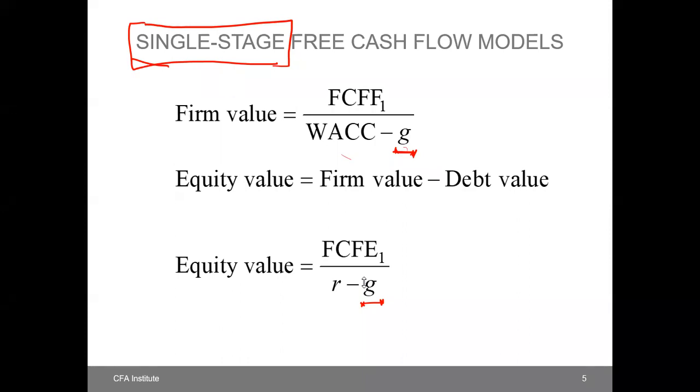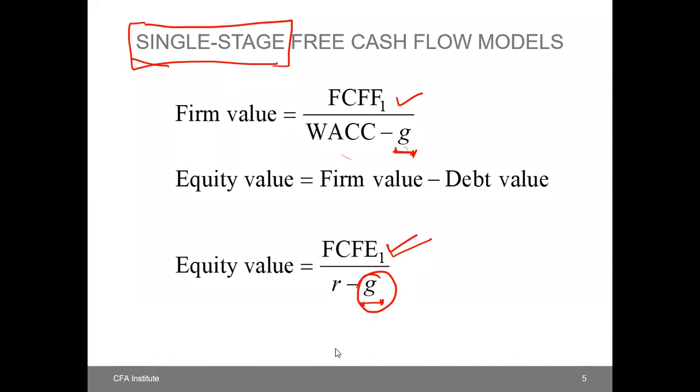Yeah, the answer is that G here is not the growth of the dividend. G here is precisely indicating the growth of free cash flow to the firm, or G here is indicating the growth of the free cash flow to the equity. Now, do you think the growth rate of the free cash flow to the firm and the growth rate of the free cash flow to the equity will be the same number, or will it be different? What is your guess? The growth for free cash flow to the firm and the growth for the free cash flow to the equity is expected to be different, right?